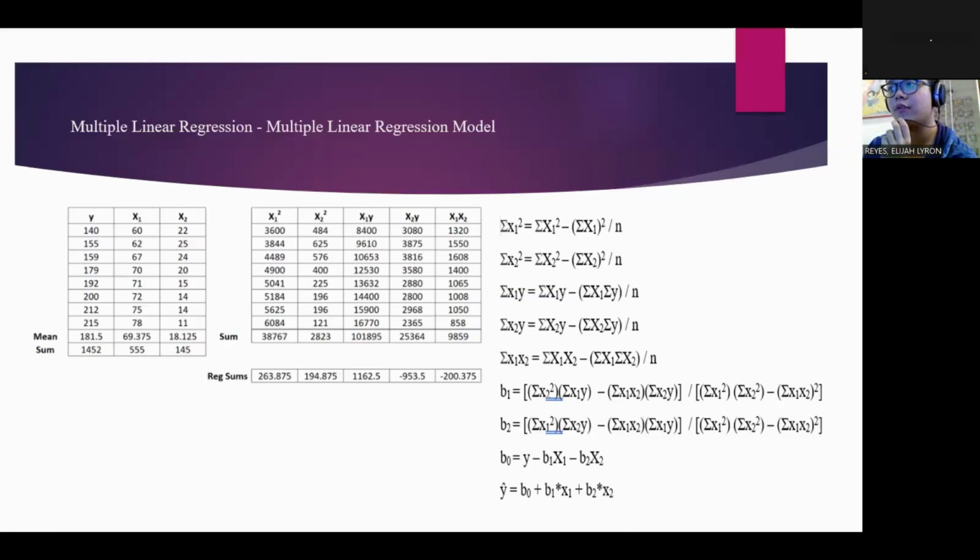Then summation of x1x2 is equal to summation of x1x2 minus summation of x1 times summation of x2 all over n. Then we have the formula for b1, which are given on screen, similar to b2, with the b sub 0 equals y bar minus b1 times x1 bar minus b2 times x2 bar. And then finally our y equals b sub 0 plus b sub 1 times x1 plus b sub 2 times x2.